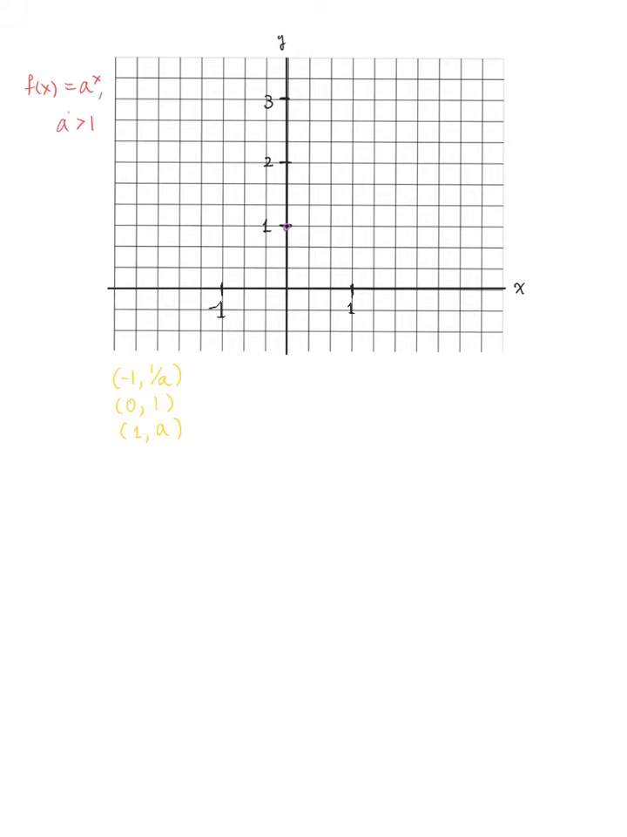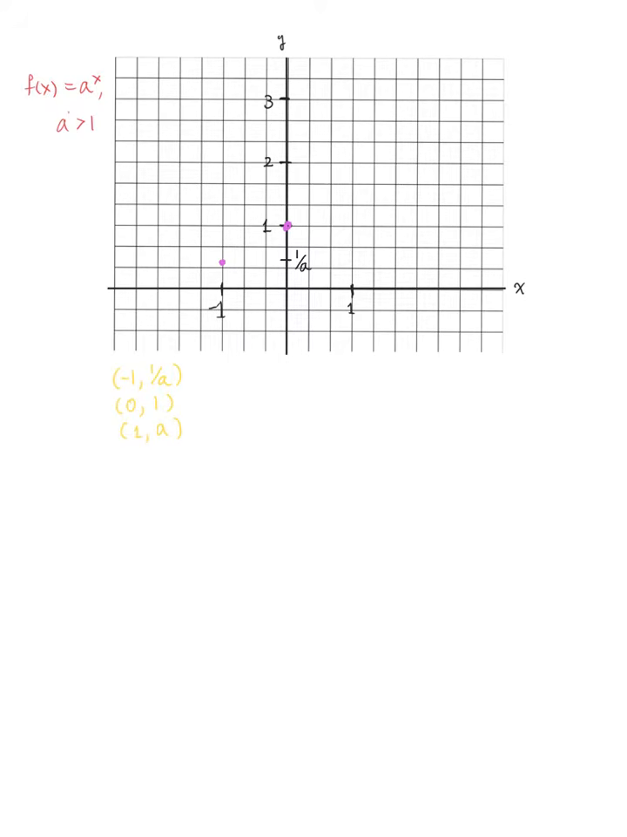Well, for sure, it's going to go through (0, 1) no matter what. And when x is -1, our corresponding y value is going to be 1 over a, where a is the base. So let me just randomly pick the value of 1 over a to be here, and let me just plot that point. When x is -1, it's always going to be 1 over the value of the base.